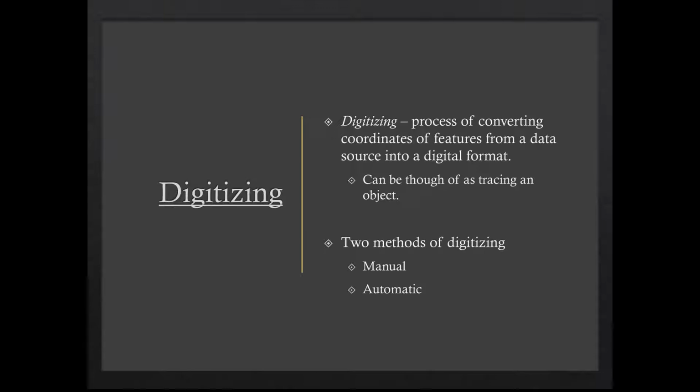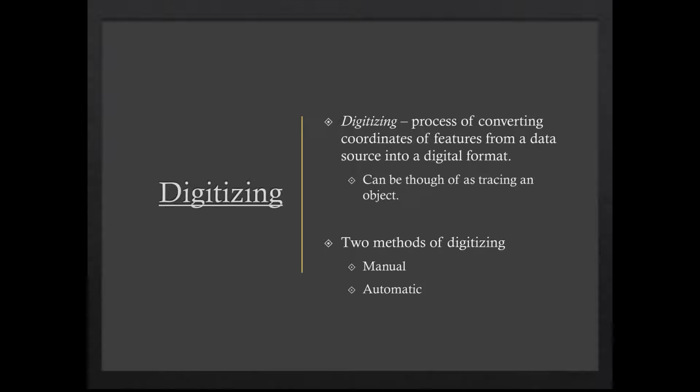Manual digitizing is when a person digitizes the features from the source data manually. This process is often time-consuming, tedious, and prone to human error. However, it allows the human to intelligently determine where to digitize and what to digitize.